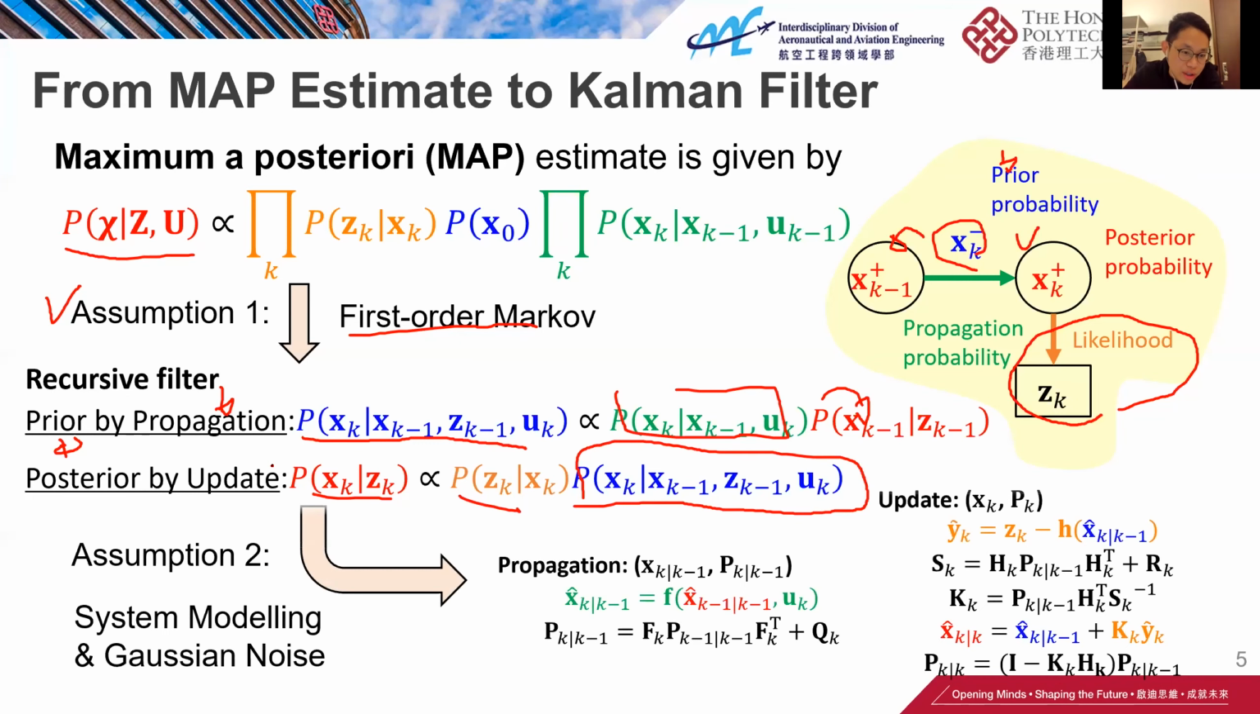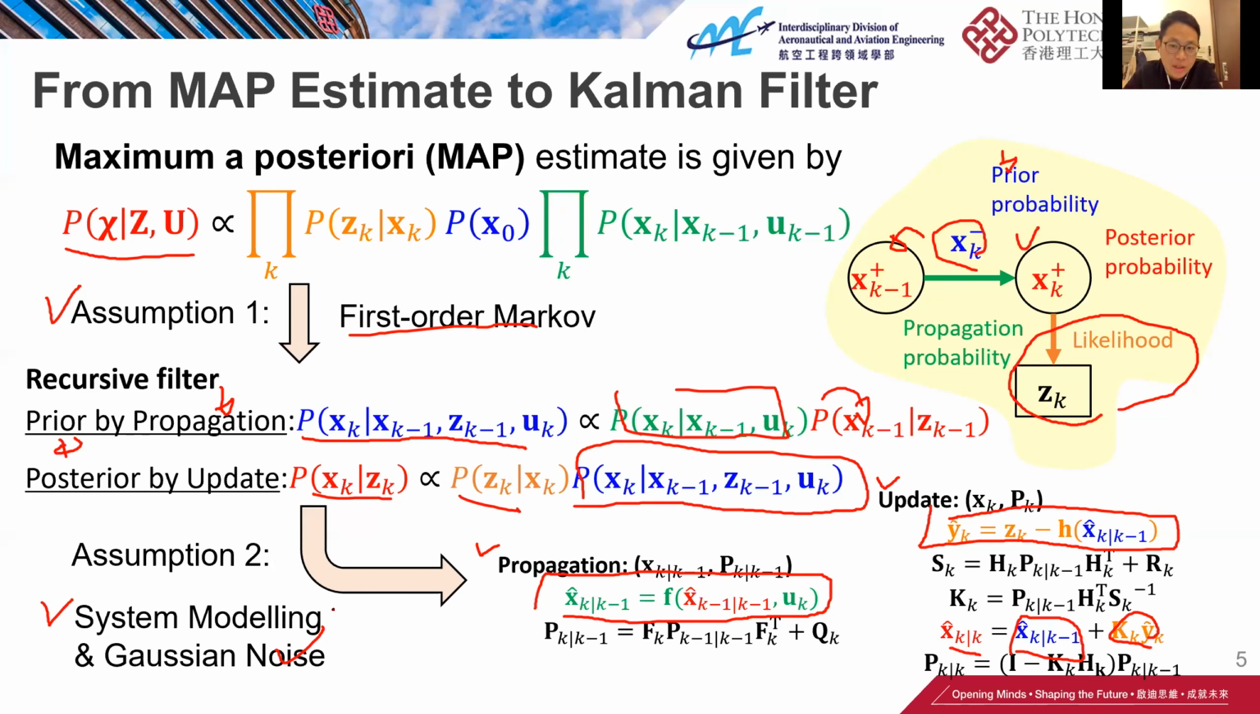Then the second assumption is that we do system modeling and Gaussian noise. Then you can come up with the equations that we have known for so many years. You can see here, the green one is the propagation model, and the orange one is the measurement model. And here is the likelihood. Then this is the priori. Then this is the update. But the question we frequently ask is, why is this a maximum a posteriori?